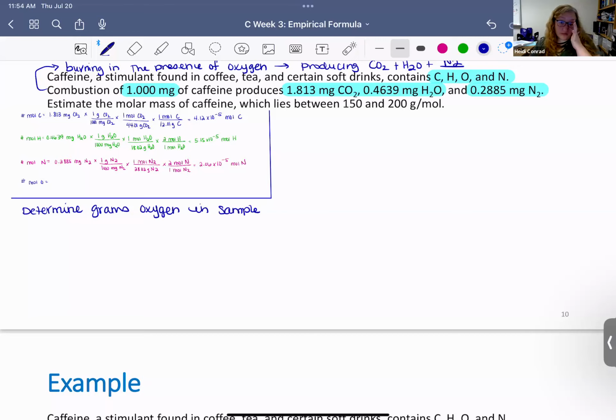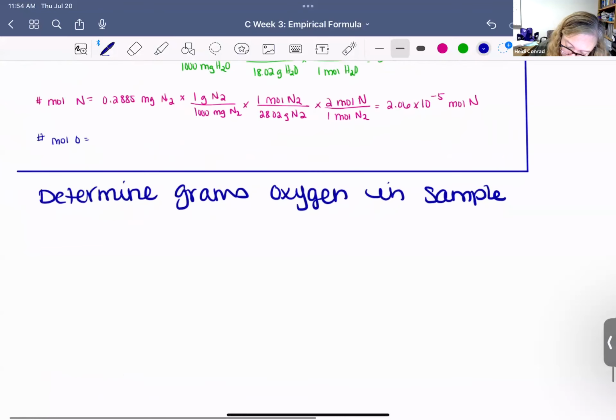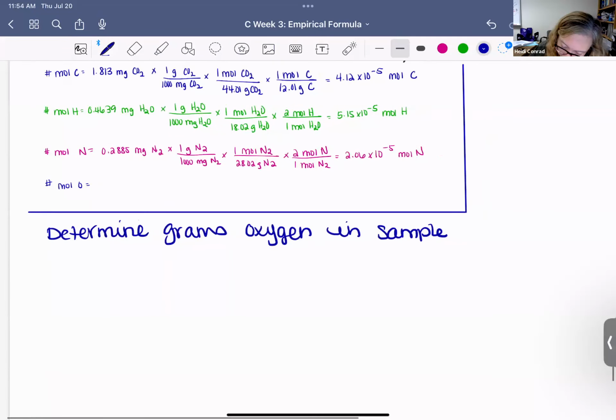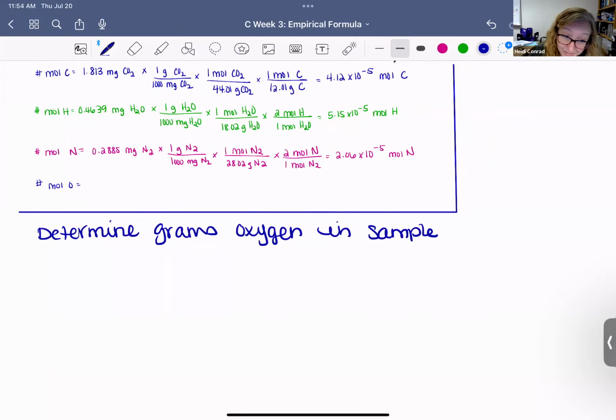We can do it just like we did before, where I did it all in one fell swoop equation, or we can do it in multiple parts. This time I'm going to do it in parts, so you can kind of see the 2 different ways because students have different preferences. So I'm going to take that number of moles from above and convert that back to milligrams of each species.